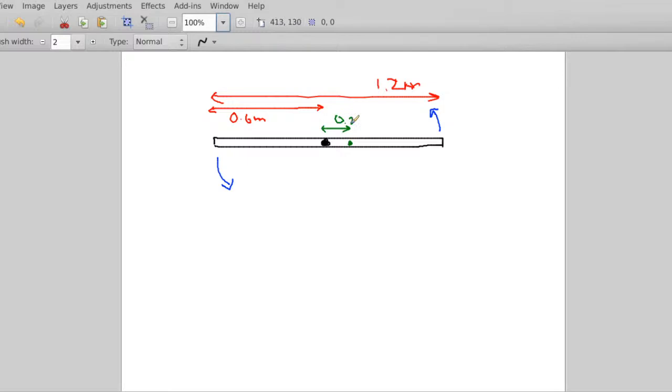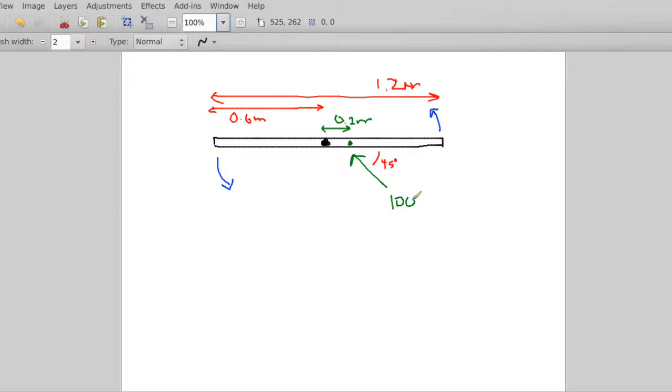And how am I applying the force? I'm not applying the force perpendicular like that. I'm actually applying the force at 45 degrees. It might be a bit ambiguous because you might say 45 degrees this way, or 45 degrees that way, and it actually doesn't matter. It's the same torque. So this angle in here, let me do it in red, is 45 degrees. And the force is 100 newtons.